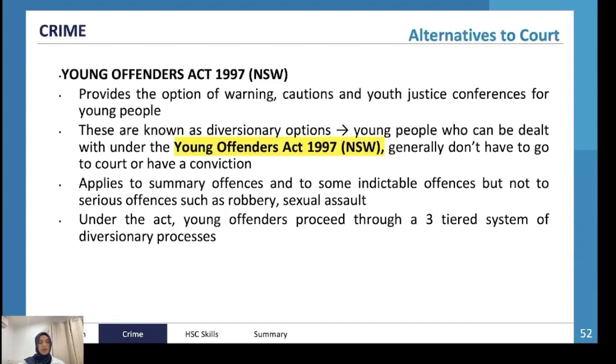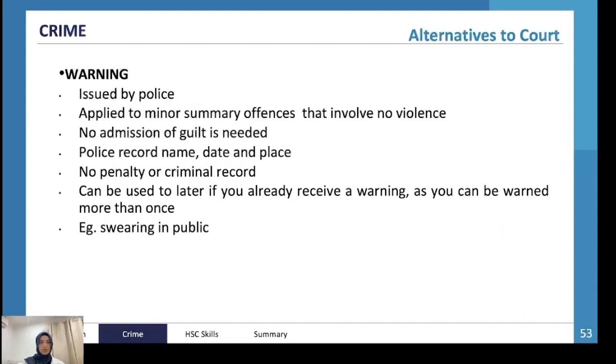So, alternatives to court. What are the alternatives? Well, you can have a warning. This is issued by police if it's something minor that doesn't involve violence. No admission of guilt is needed. Police just record the name, day, and place. There's no penalty or criminal record. For example, swearing in public. Just something that is quite minor, doesn't really impact anyone around you.